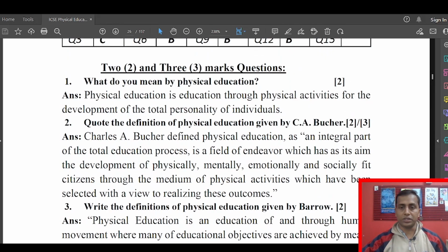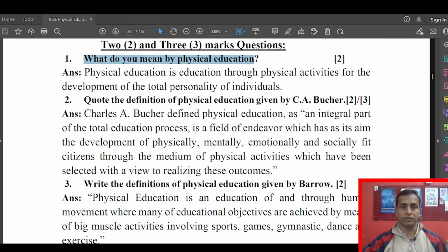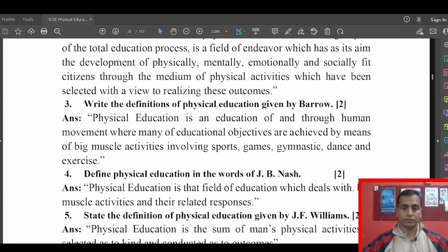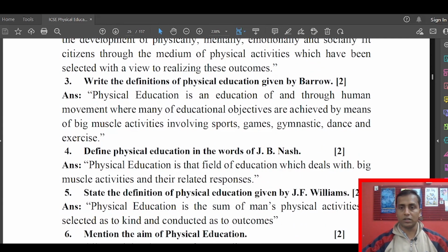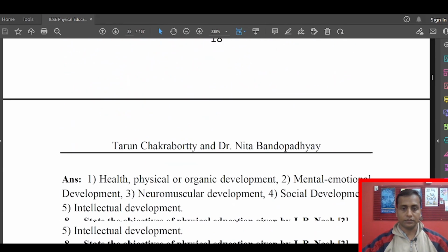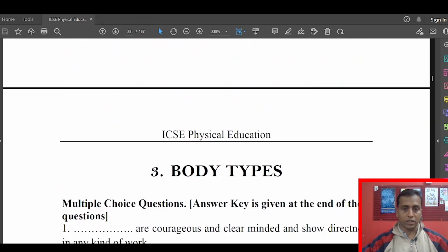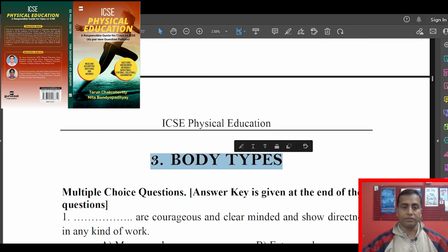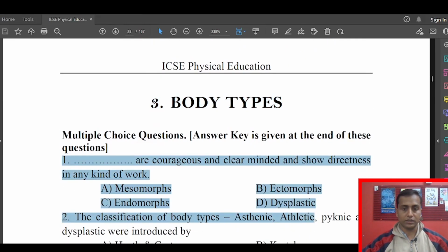Now the 2 and 3 marks questions. You can see: what do you mean by physical education? The definition of physical education given by C.A. Bucher is very important for your examination. A question may sometimes come asking you to give the definition by C.A. Bucher, so then you can write the answer. I have given the definitions of some other authors also, Barrow, J.B. Nash and J.F. Williams, so that you can read those also. Now a total of 13 questions are given from the physical education part. Next, body type. Again you can see there are MCQ questions.